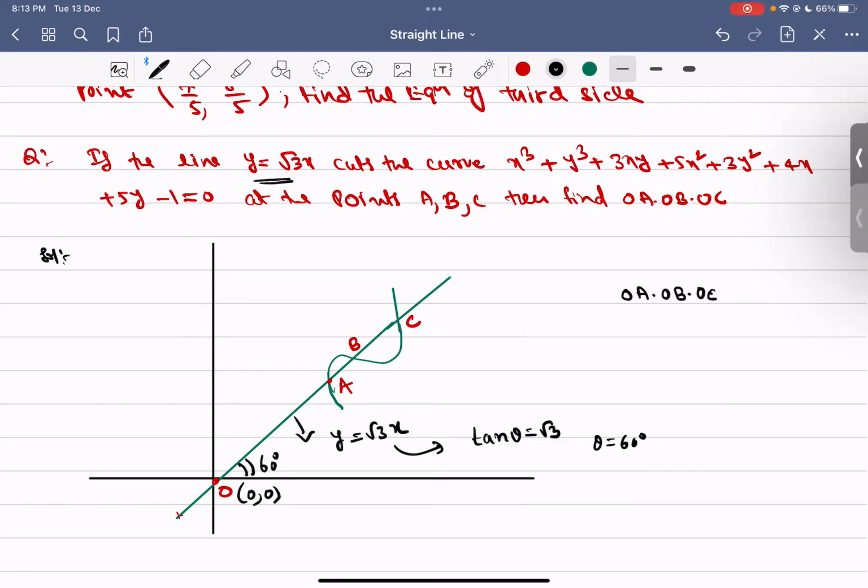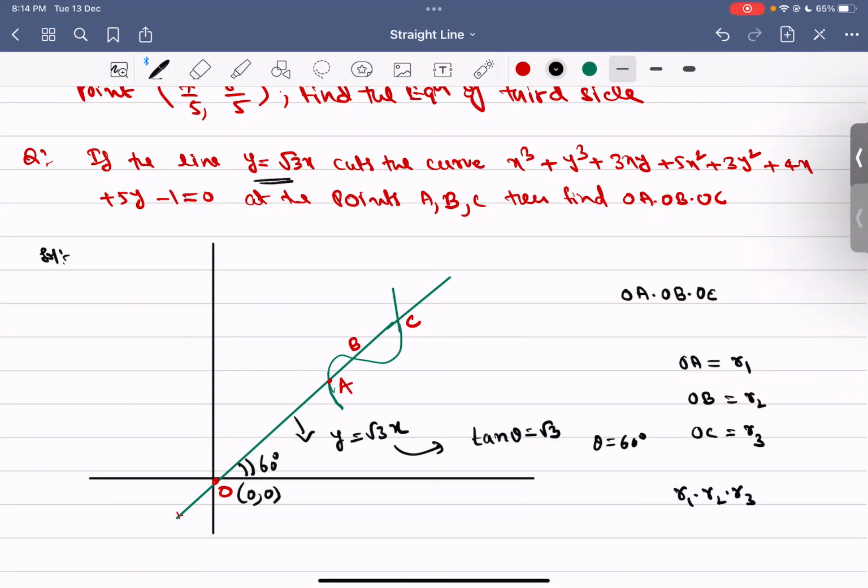So now we need to find OA, OB, OC. O is the fixed point. Let the OA distance be some R1, the distance from the fixed point to A, which is a variable point. OB distance is R2, another variable point B, and OC distance is R3, another variable point C. Then we are asked to find R1 into R2 into R3, that is OA into OB into OC.